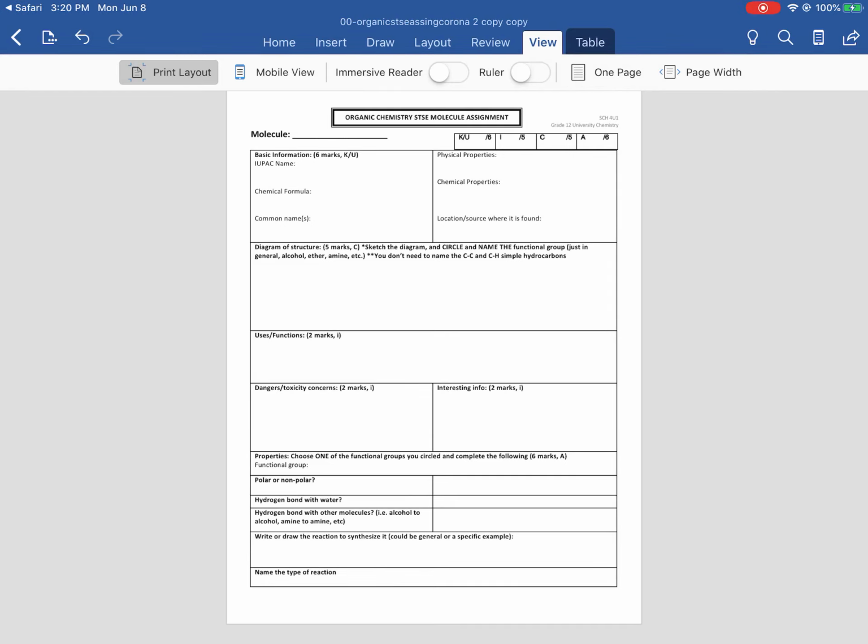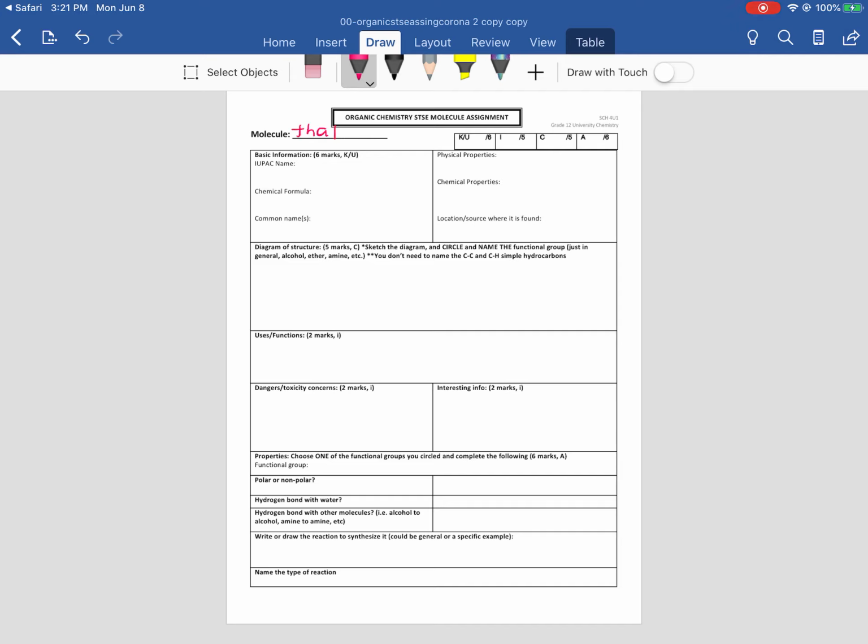Okay, so I just wanted to go through the molecule assignment a little bit. First of all, there is a table with your names on it. Everybody has a different molecule, and I just went basically in alphabetical order. All of the molecules belong to often more than one organic family.